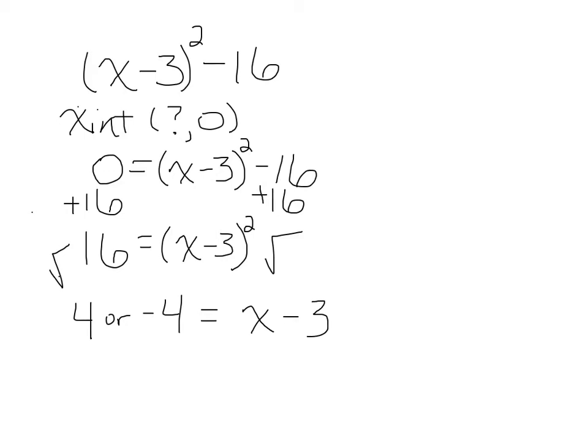Then you get rid of that by adding 3. What you do to the right, you must do to the left, and when you add something, you do it to everything. So 4 plus 3 is 7. Negative 4 plus 3 is negative 1. And that is what your x-intercepts are.